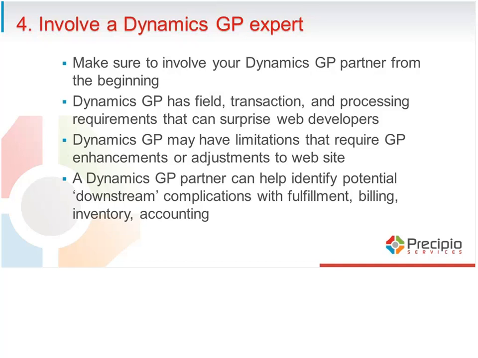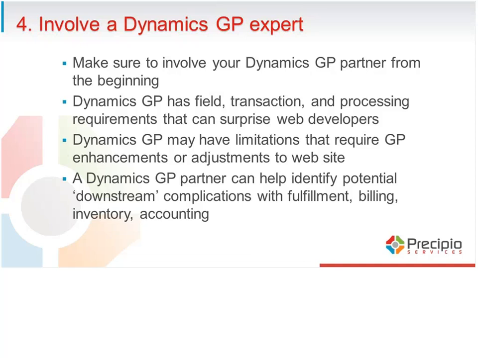And Dynamics GP may have certain limitations that require enhancements, or maybe you need to adjust your website to accommodate how GP works. So, for example, I've had situations where the Dynamics GP address IDs pose a certain challenge. As you may know, customers and vendors have multiple address IDs, whereas your e-commerce website may have a completely different way of managing multiple addresses, such as a gift delivery address for a gift card and multiple shipping addresses there. So you have to work through those translational details between the two systems.